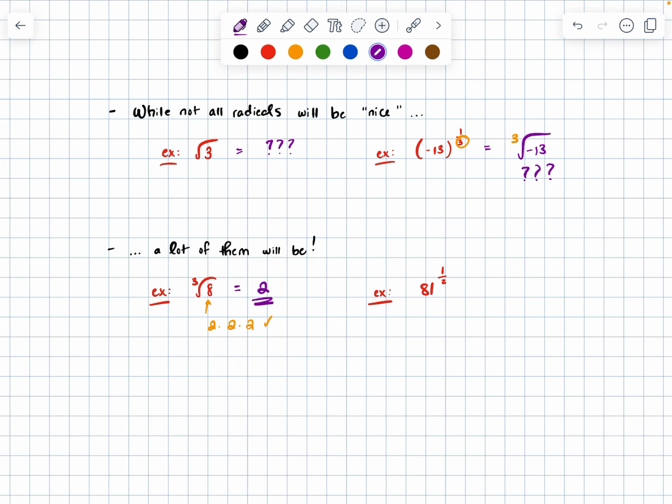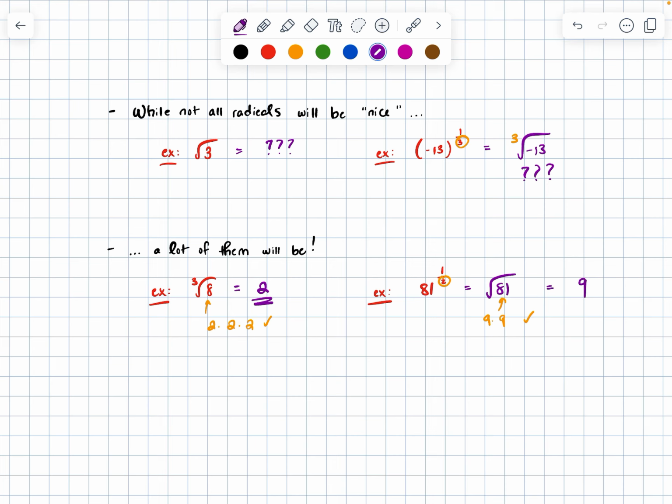For 81 to the power of 1/2, again, first of all, I need to rewrite this as a radical. So the denominator of 2 tells me that I'm taking the second root, or the square root, of 81. As a question, this is asking me, what number multiplies by itself to get 81? Well, 9 times 9 is equal to 81, so that guy should work. The square root of 81 should be 9.